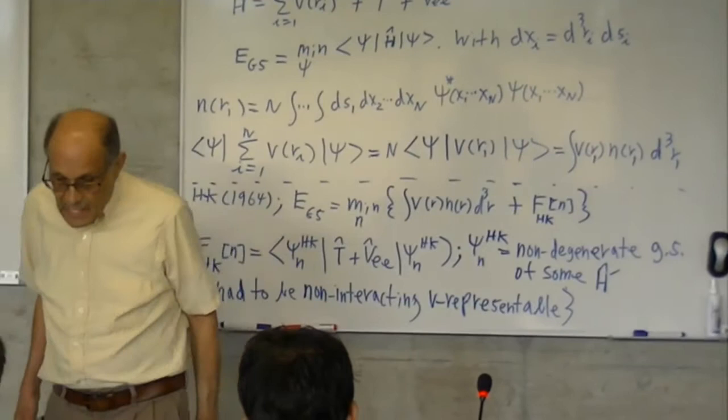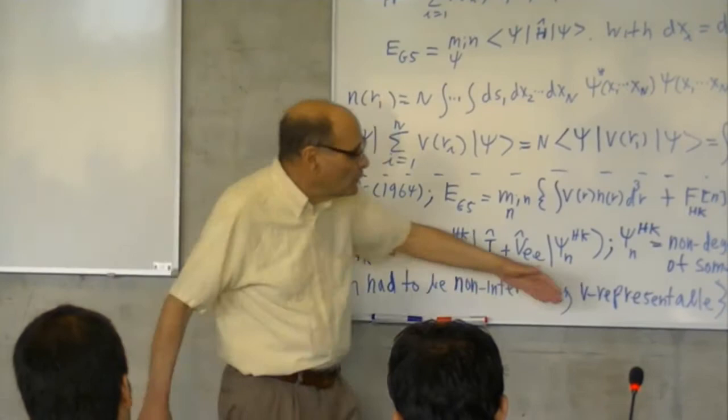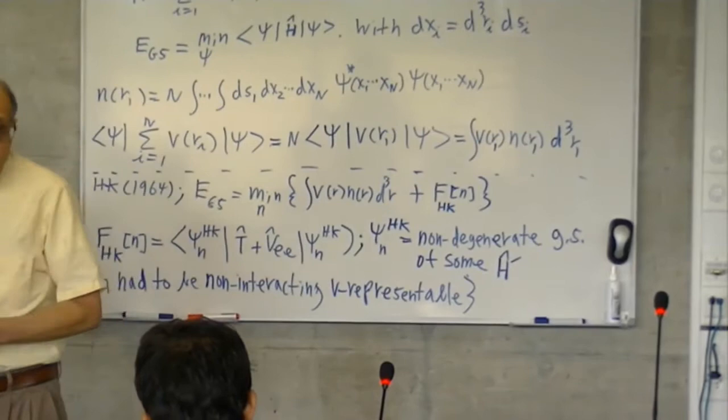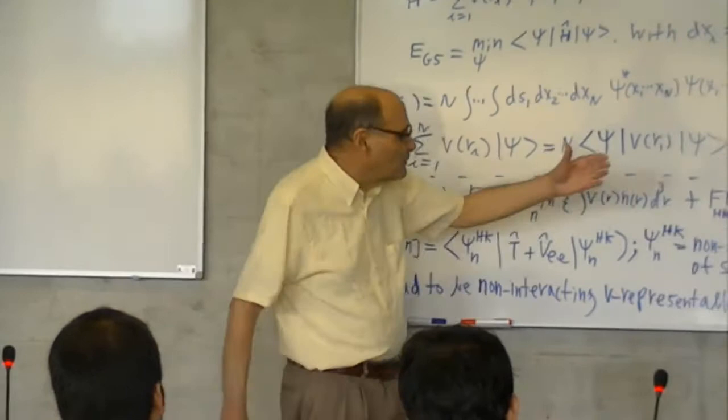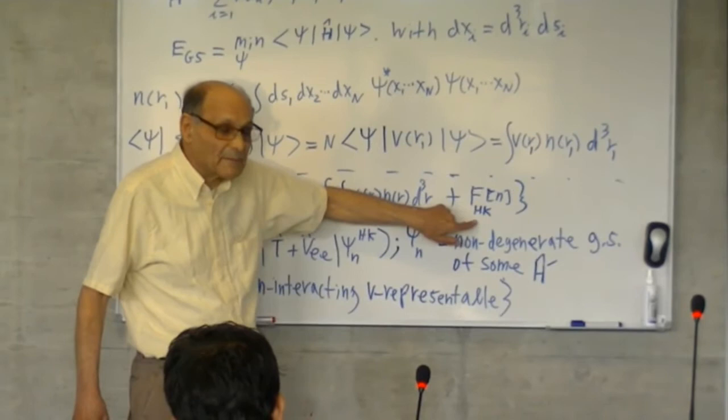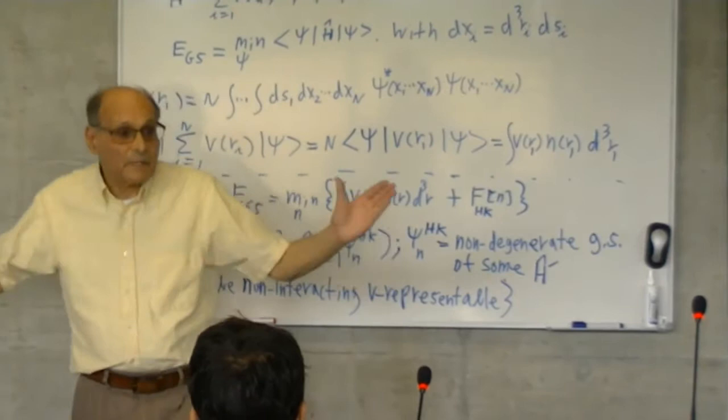From the 1920s to the mid-1960s, people were fooling around with this part here. But they never asked the question, what is the exact F? What is the exact functional that one would use for this part? I put down FHK here because that's what happened in '64. But you had a functional which was the original Thomas-Fermi and modifications of it. And they never asked the question.